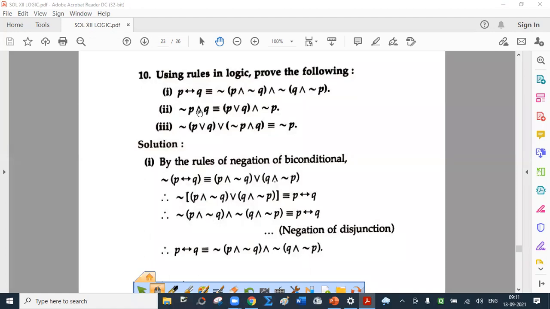I repeat the solution. We begin with this, the rule of negation of biconditional. Again, we take the negation. So the negation of the negation of P biconditional Q is P biconditional Q. Sides are interchanged. And on the left hand side, it is the negation of this. Now only one step: negation of disjunction is conjunction of negations. Now we have to prove this only.